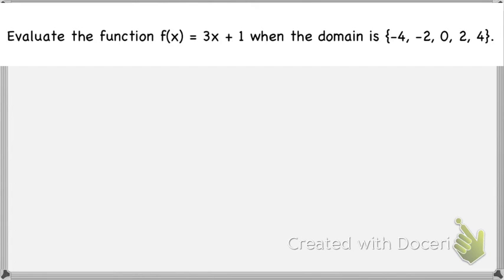Evaluate the function f of x equals 3x plus 1. Evaluate just means plug things in and simplify. Simplify the function f of x equals 3x plus 1 when the domain is negative 4, negative 2, 0, 2, 4. Domain is what values, x or y? X. So we know the x values are these 5 different x values. So what's it really asking us to do? Plug in each and every one of these one at a time and solve for f of x.